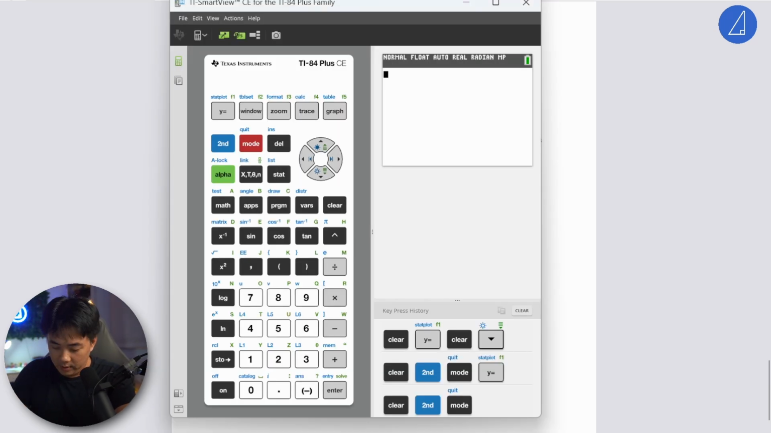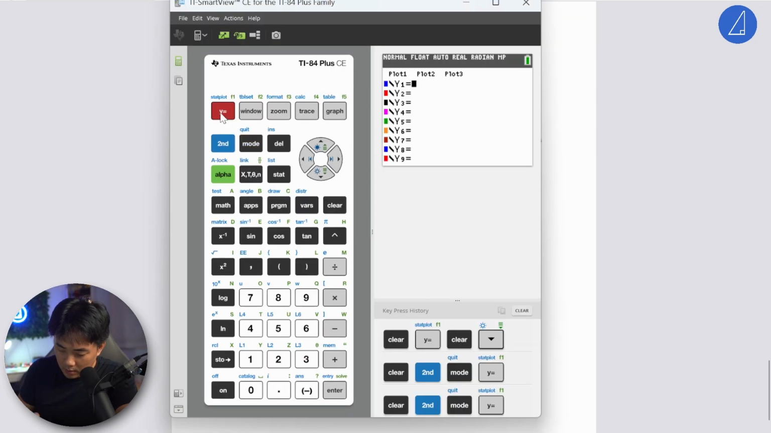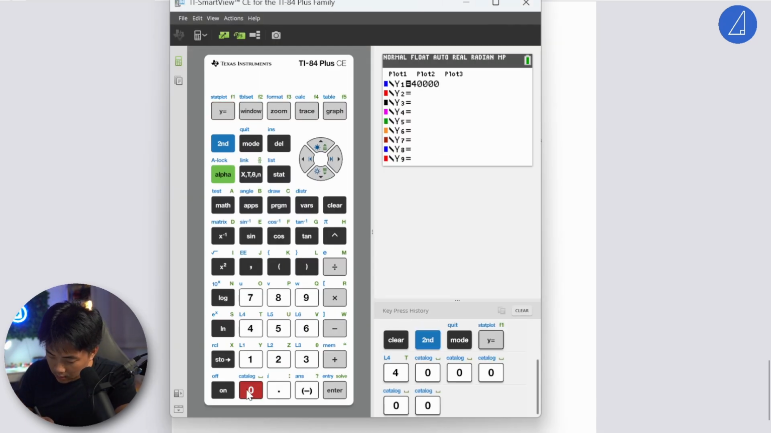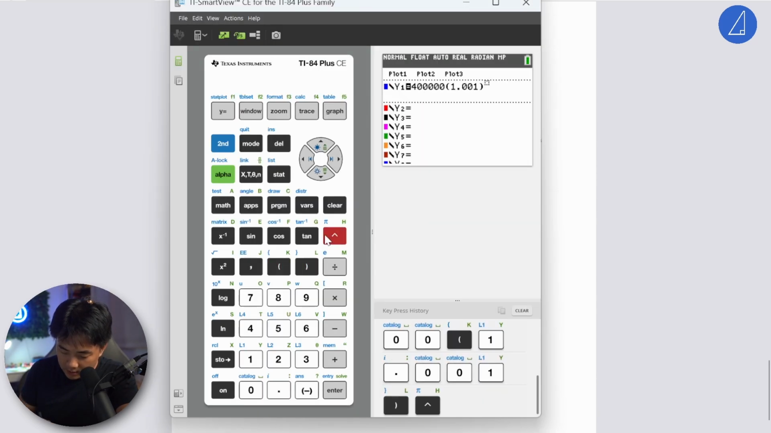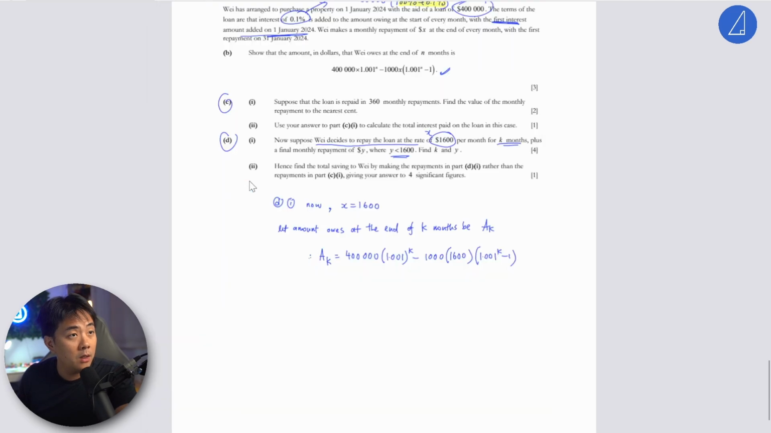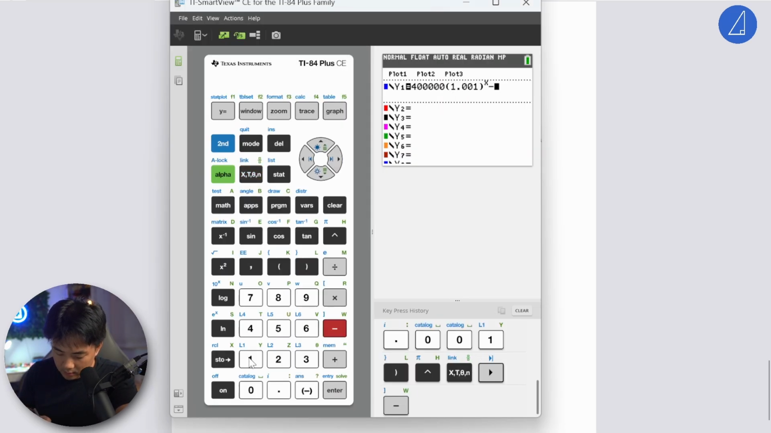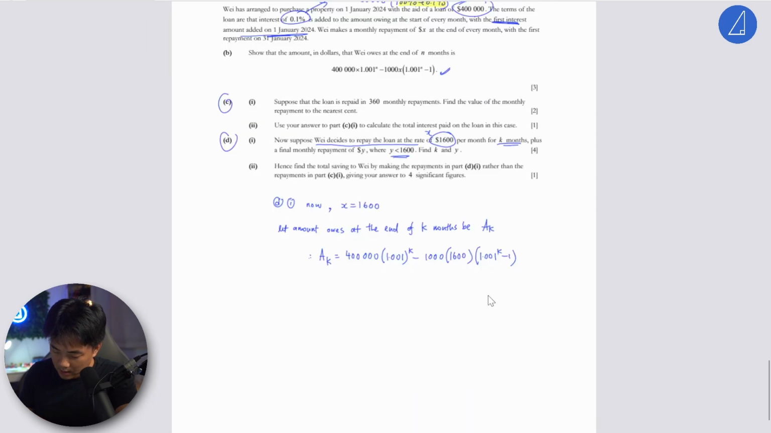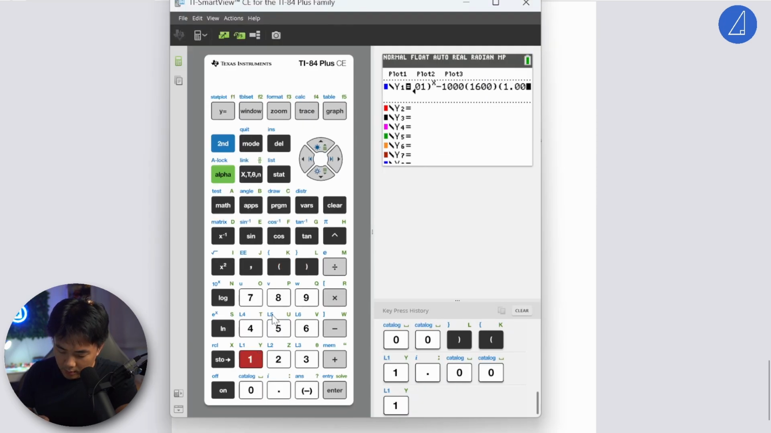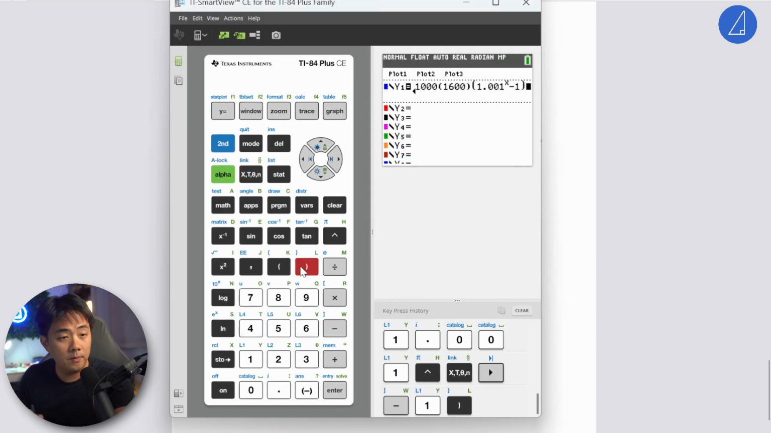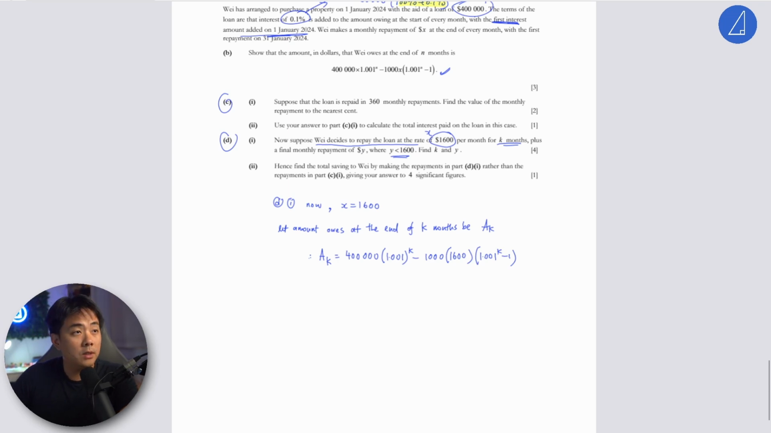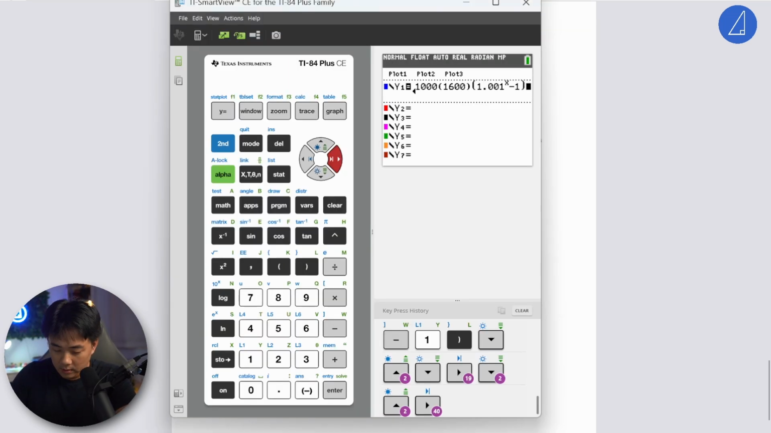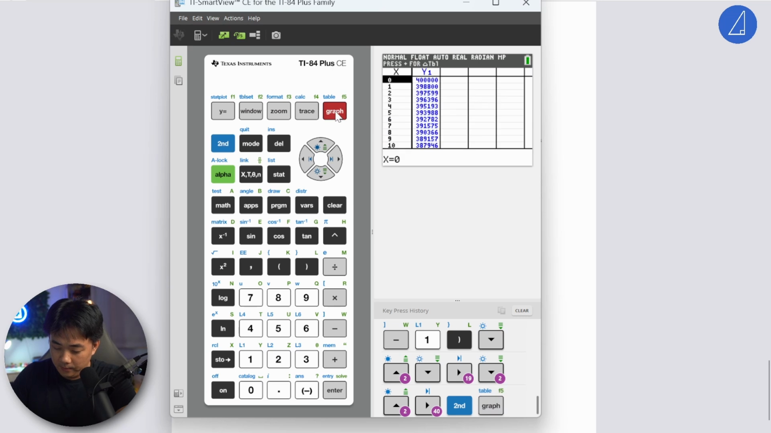So what we're going to do is just pull out the GC and key this in. Okay, 400k. Make sure you have the correct 1.001 to the power of k, which is x, right? Then minus off 1,000, then 1,600 times 1.001 to the power of k minus 1. Okay, that's it. Once done, you go to the calculator here, then you see this table value here, just press second table, and you get the values.